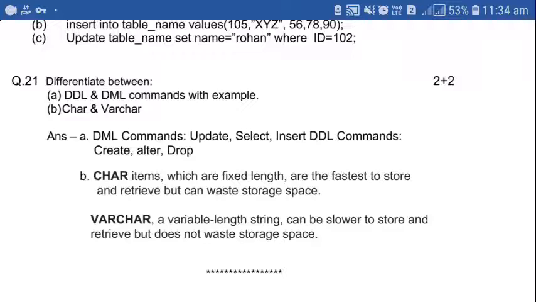So these are the questions, these are the patterns that will come in the IT final examination, the CBSE board examination. I hope you will understand the patterns, and according to these patterns you will prepare for your final examinations.